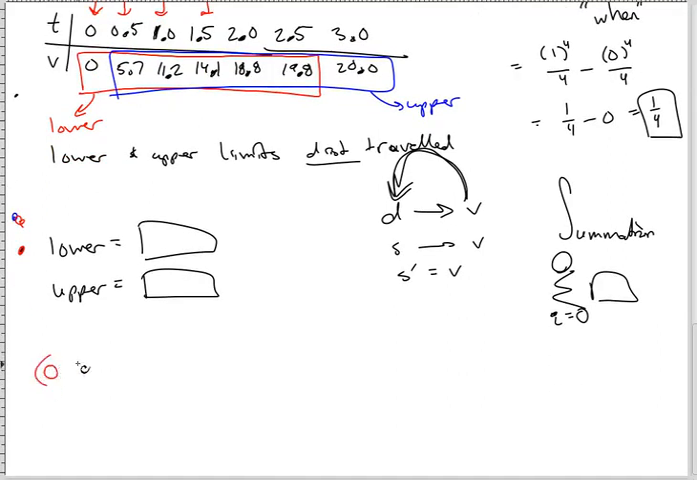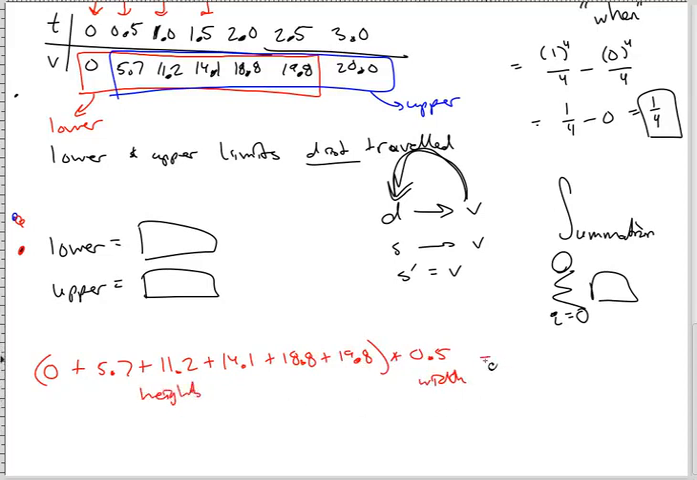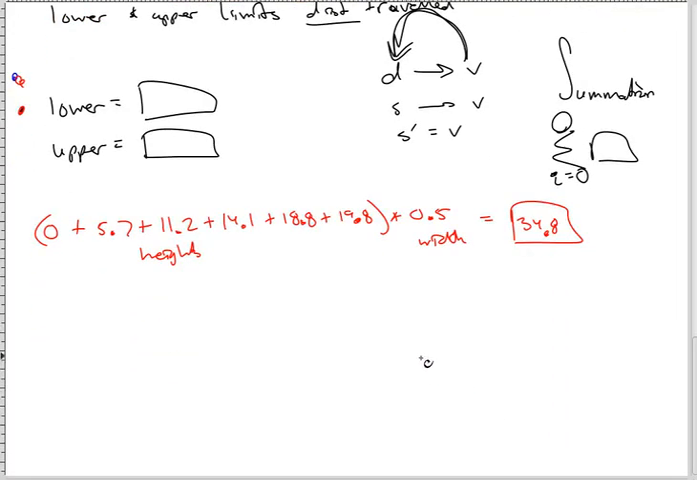So 0 plus 5.7 plus 11.2, 14.1, 18.8, 19.8. All right, so we got all those numbers. And I'm going to multiply it by the 0.5, which is, again, a width. And so these here are heights. That's a width. And then you go ahead and get your answer. I'll go ahead and give you your answer. It's 34.8. Now, what was going on here?